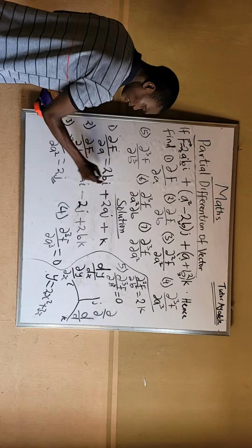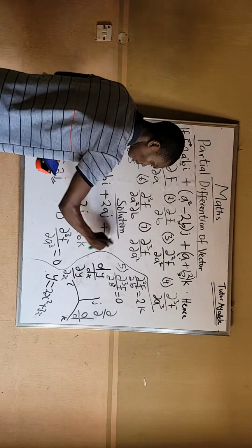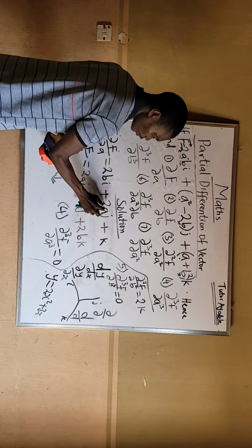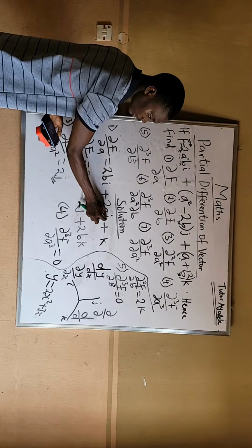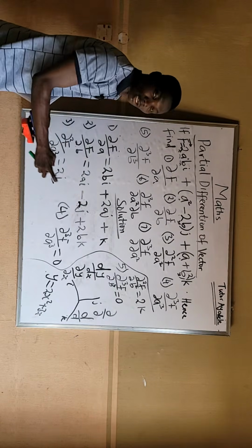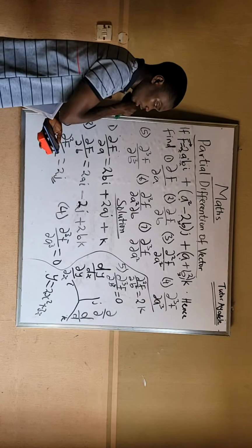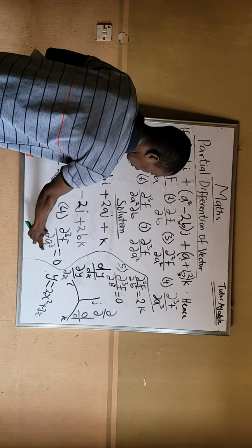So do you have a here? No, it will change to 0. Do you have a here? It will change to 0. This is the only place we have a. So if you differentiate 2a, it will give you what? 2. Don't forget to put your direction at the back, which is what? j. That is how we arrive at this. Take note of that.